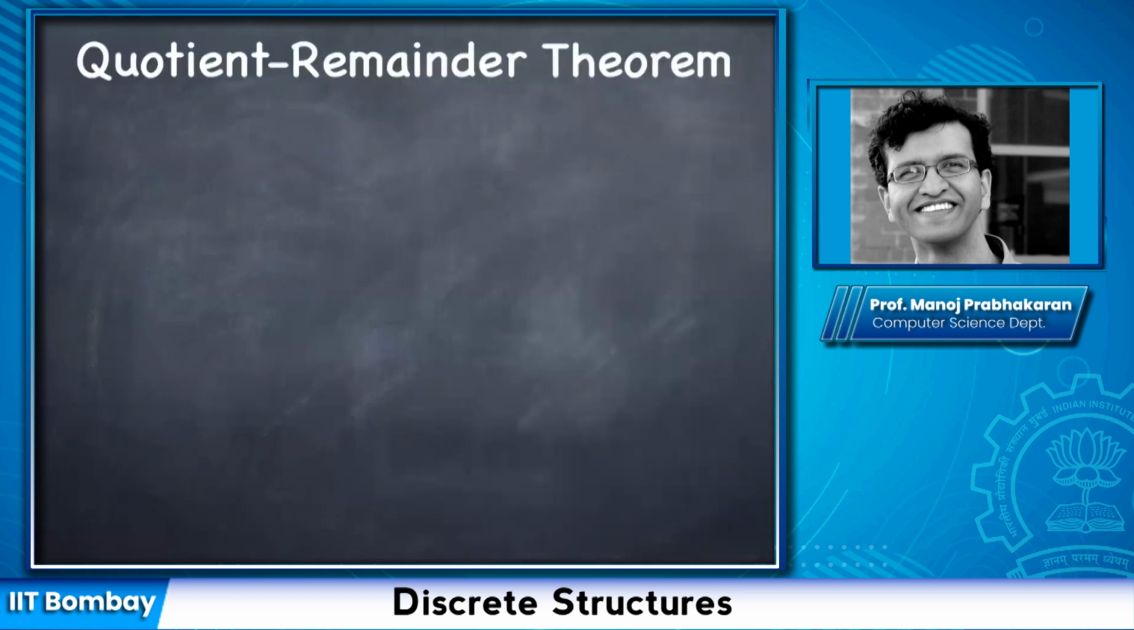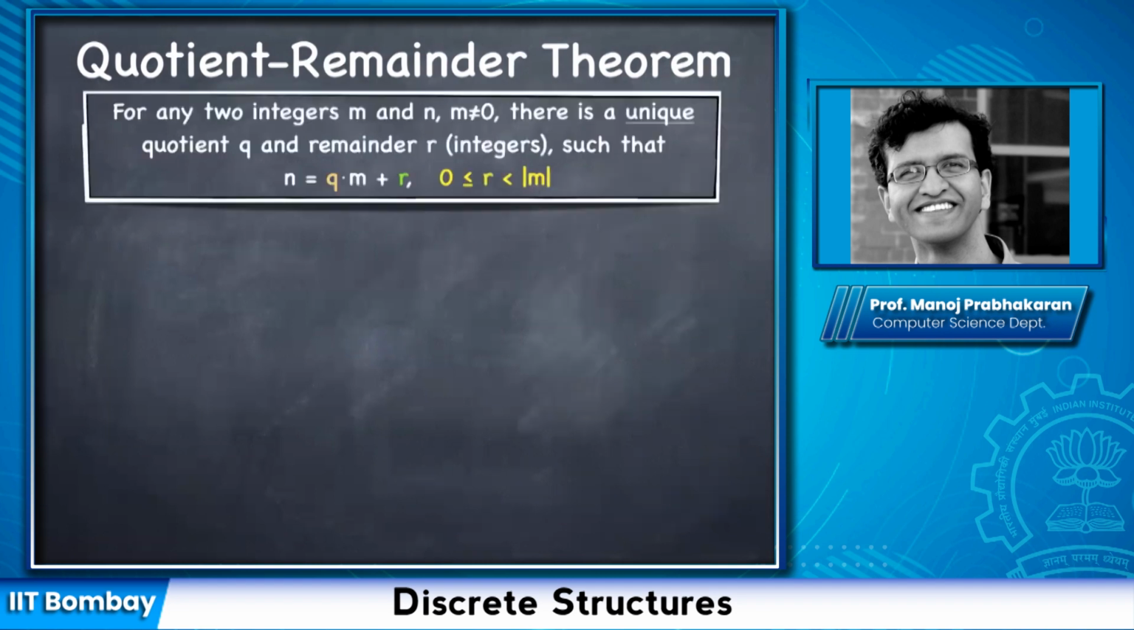All right, so now we will go ahead and prove the theorem that I promised you, the quotient and remainder theorem. It's a very straightforward fact you would be familiar with already, but we'll see a proof. So it says for any two integers m and n, where m is not equal to 0, but n could be anything, and both of them could be negative, we can write n in the form q times m plus r for some number r which is in the range 0 to the absolute value of m minus 1.